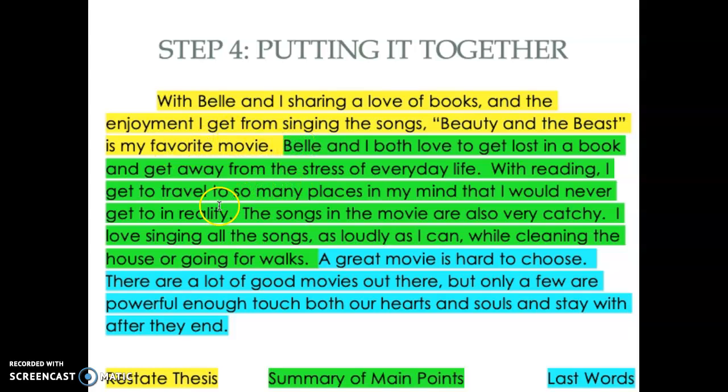And then I gave 2 points for each of my body paragraphs. My first point was that we both get lost in a book, and then I expanded upon that. The second point was that the songs are catchy, and then I expanded upon that. And then I used 2 sentences to give my powerful last words.